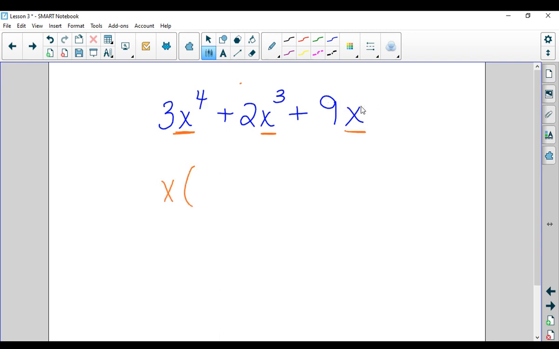And when you pull out an x, it's like you're taking it away. So this had 4 x's, so now it's got 3 x's. That had 3 x's, so now it has 2 x's. That 1 x, and I gave it away, so that one doesn't have any more x's.